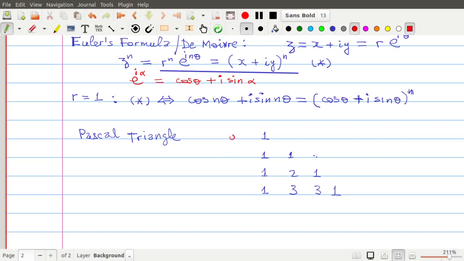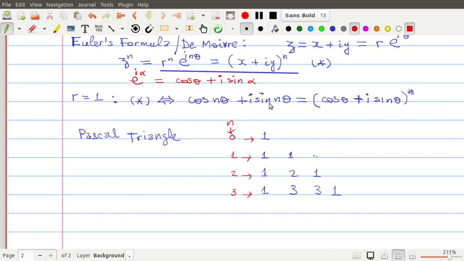So this is 0, this is 1, this is 2, this is 3. That is n, the exponent in the expansion. So you'll be able to read the binomial coefficient from here.